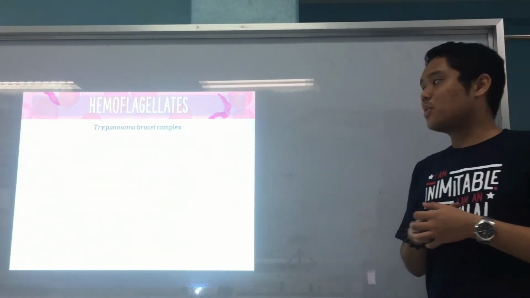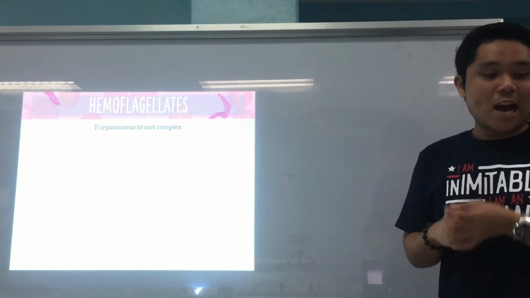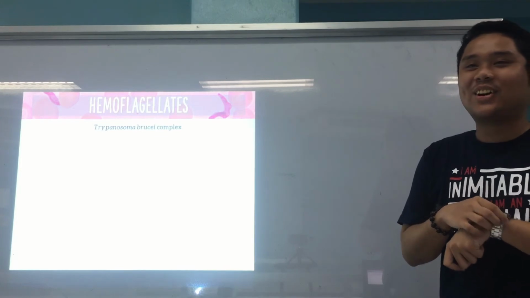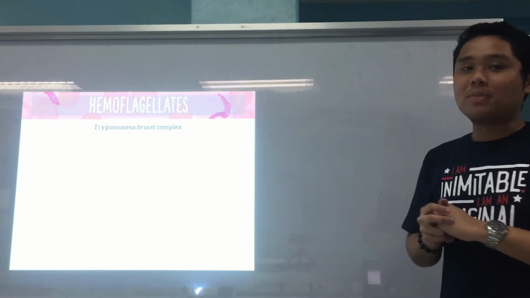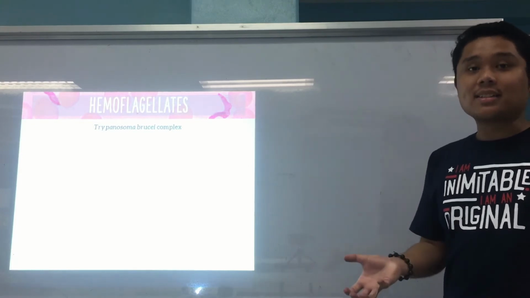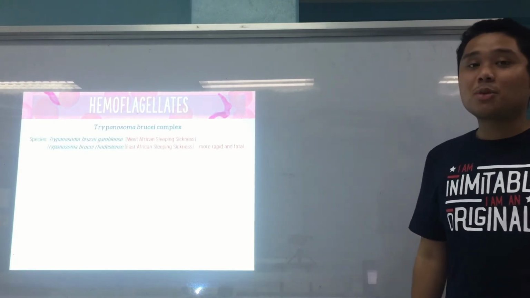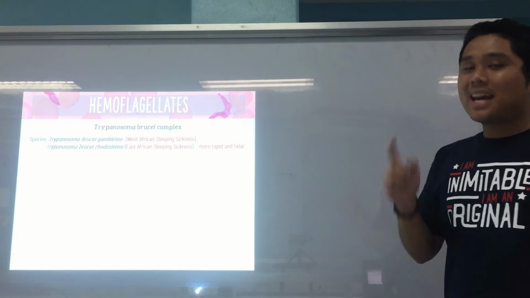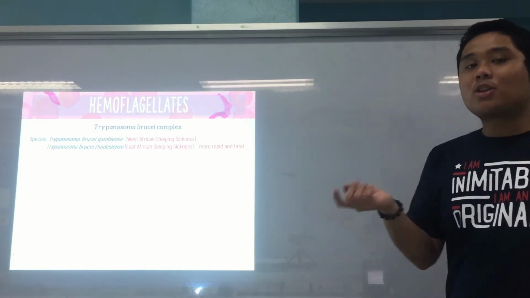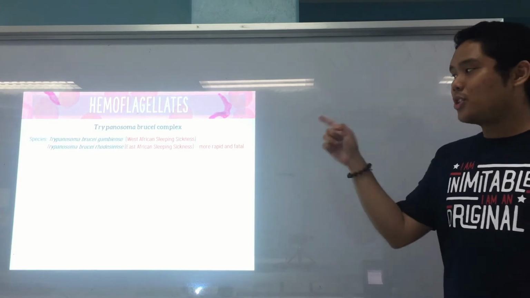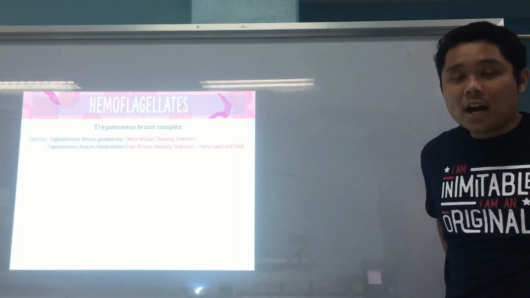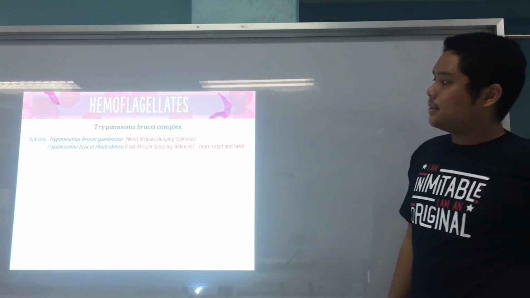Okay, so starting first with, of course, the Trypanosoma brucei complex. So it's still a complex. Why is it the Trypanosoma brucei complex? Because it has two species which cause two different diseases. You have the Trypanosoma brucei gambiense, which causes your West African sleeping sickness, and your Trypanosoma brucei rhodesiense, which causes your East African sleeping sickness, which is more fatal compared to your gambiense.